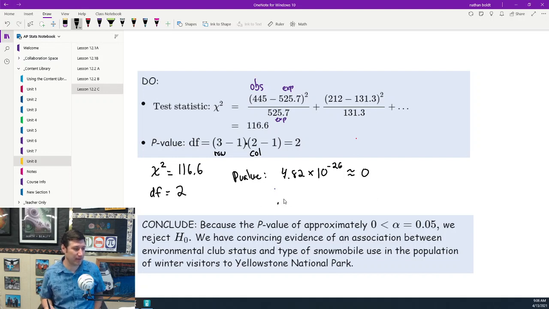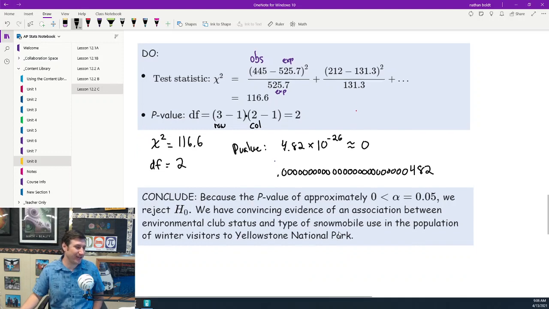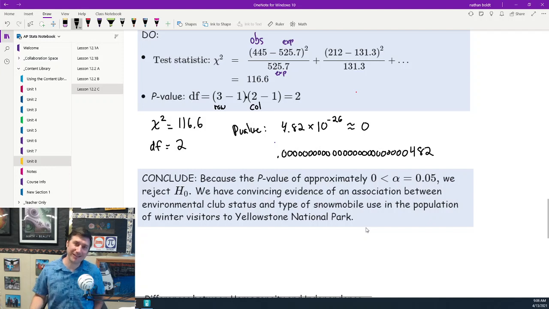That is 1, 2, 3, 4, 5, 6, 7, 8, 9, 10, 11, 12, 13, 14, 15, 16, 17, 18, 19, 20, 21, 22, 23, 24, 25, and then the 4. That would be 26 decimal points moved, wouldn't it? Look at that number. That's ridiculous. So yeah, that is essentially 0, right? Essentially 0.